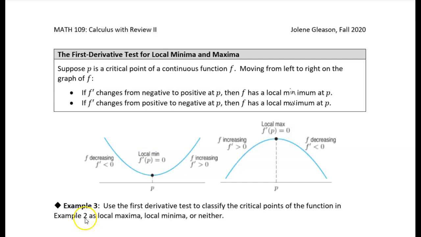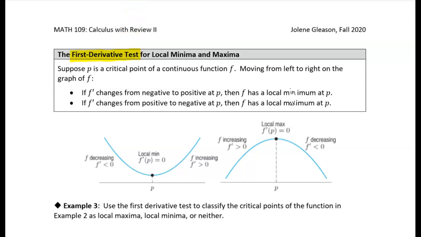So once we've found our critical points, those become our candidates for the local extrema. But we need to test them. Any given critical point could be a maximum or a minimum, or it could be neither. And in order to test them, we have to look at points on either side. And that brings us to one of our first major takeaways from this section, and that's the first derivative test for local minima and maxima.